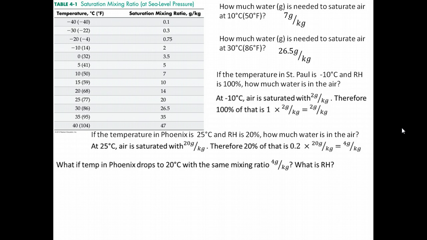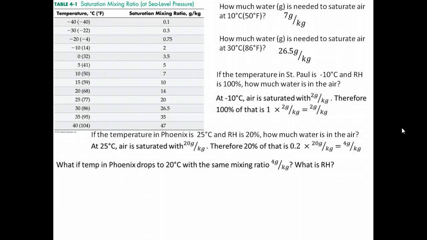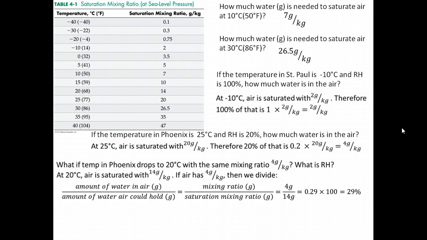So again, we look at the table and we look in the left column, we find 20 degrees Celsius or around 68 degrees Fahrenheit, and we see that at that temperature, air can only hold 14 grams of water per kilogram of air. Now we know that it already has 4 grams because we computed that previously. So what we're going to do is take what the air is actually holding, that 4 grams, and divide that by the potential 14 grams.